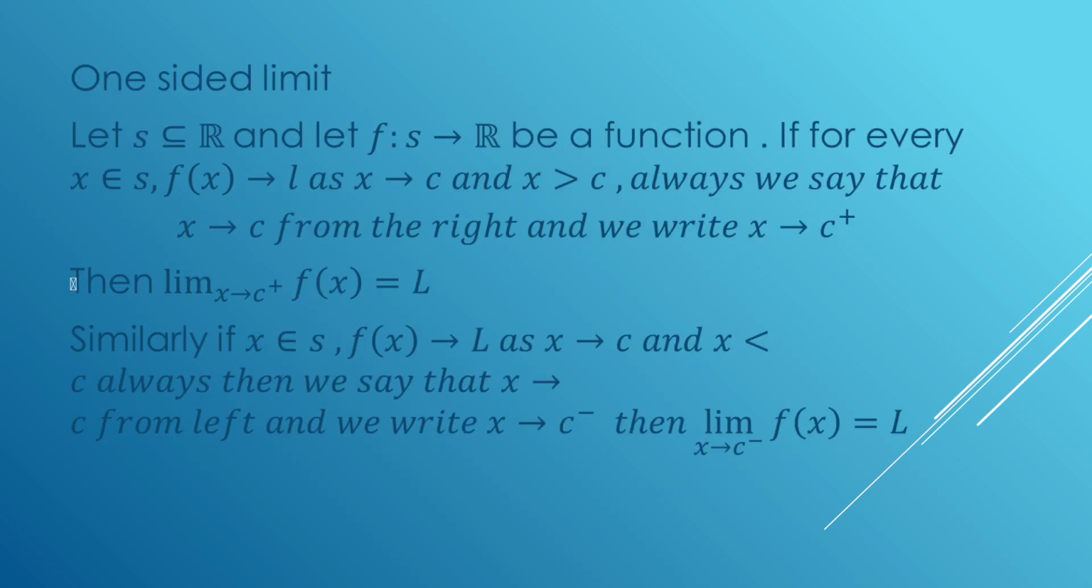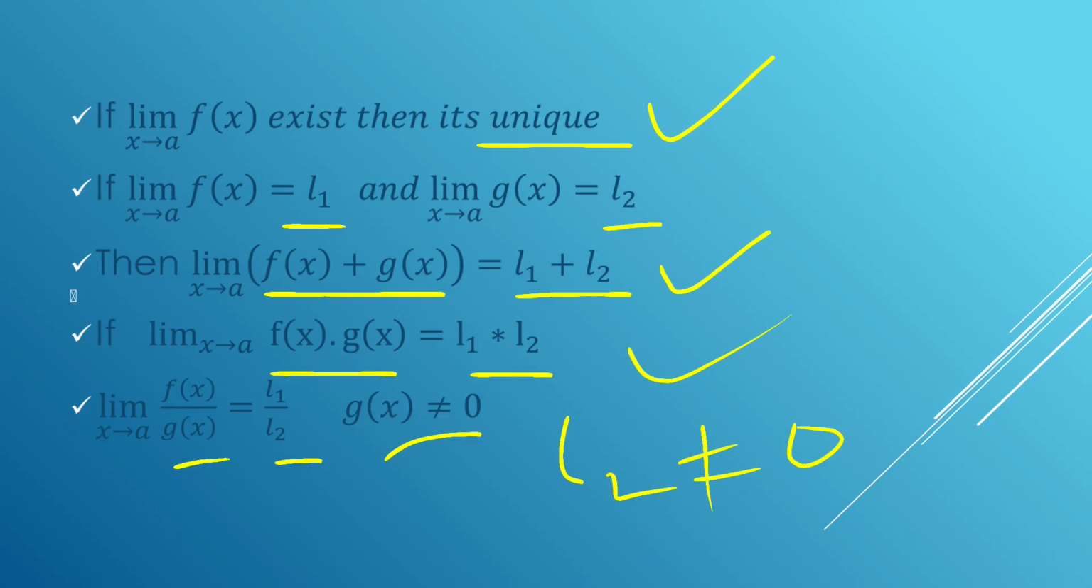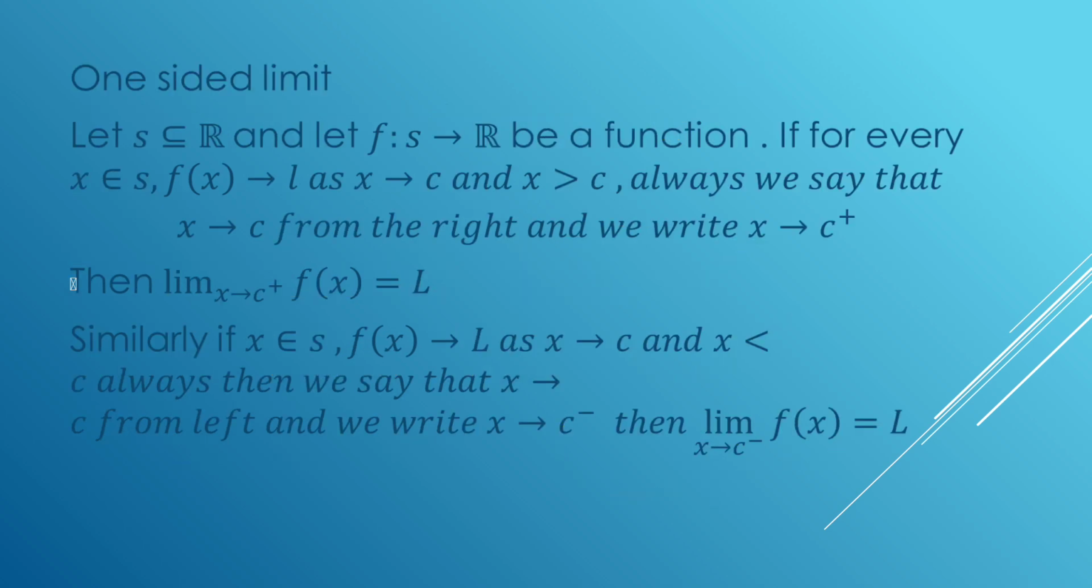Okay, so you have seen that we have 4 main properties of a limit. First it is unique, secondly you can sum, you can multiply, and you can divide.